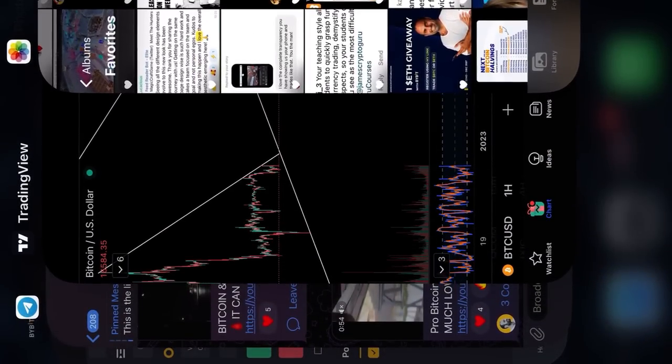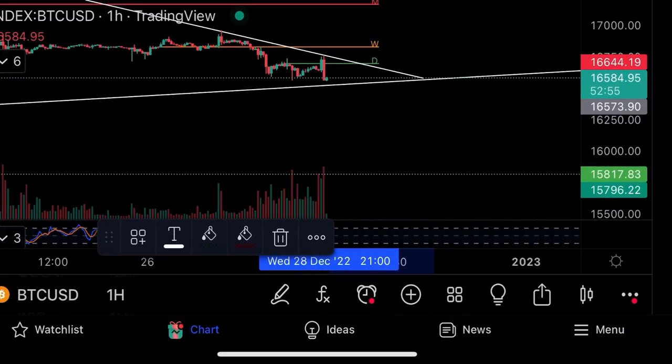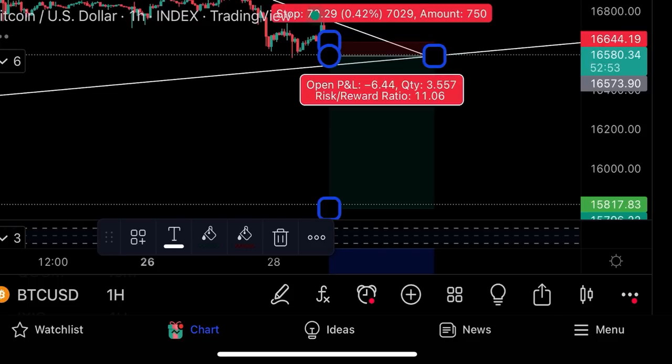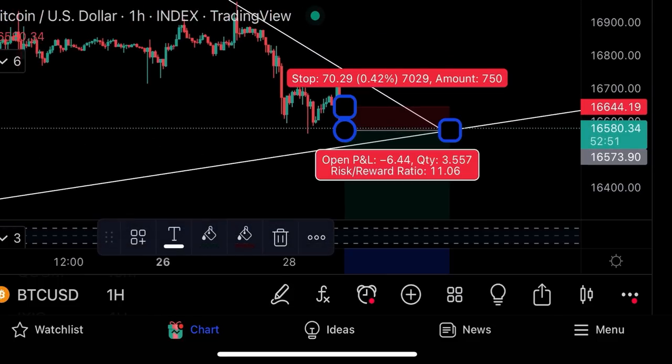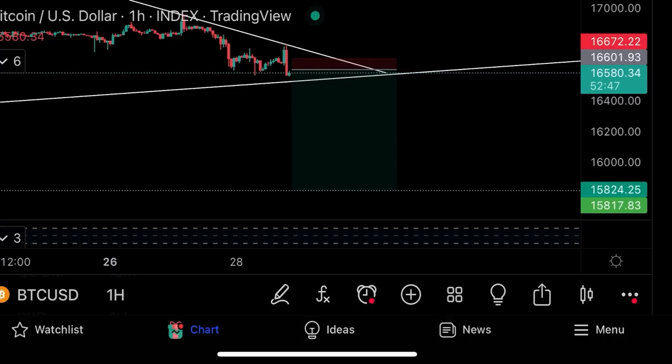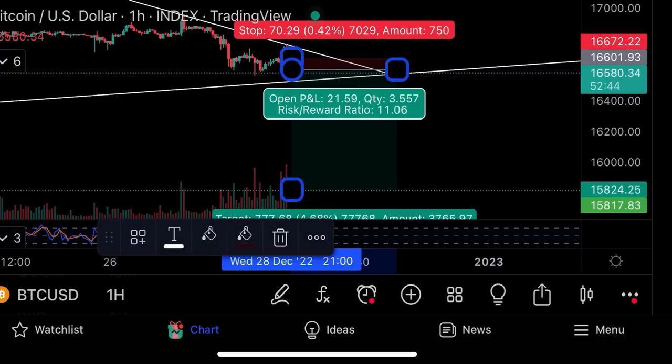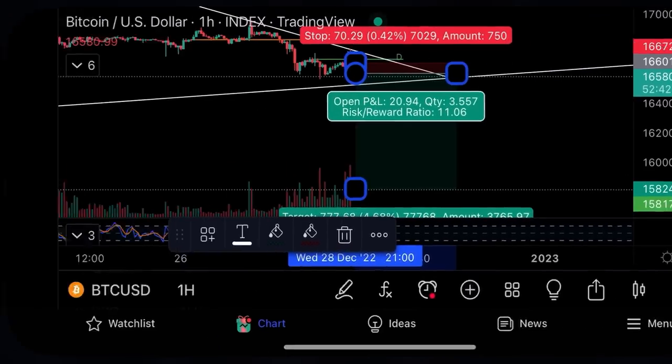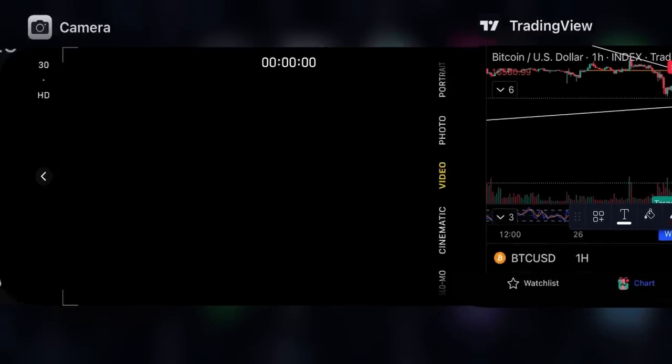Now I'm going to set this trade. I'm going to go short at 16,000. Let's open the short on a little bit of a bounce, because we are getting a little bit of a bounce from here. And then the take profit. So I'm going to open the short trade at 16,601, and the stop loss at 16,672.